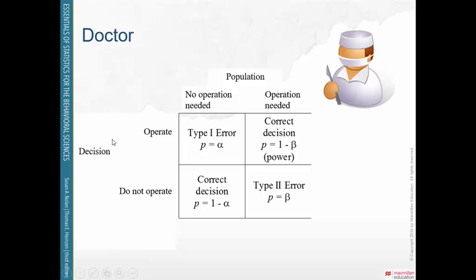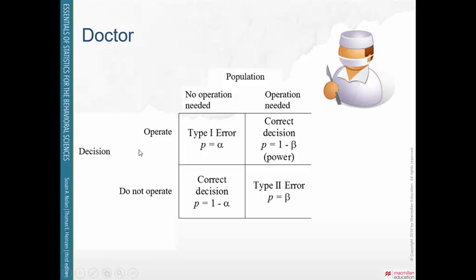The doctor has to make a decision based on tests, blood tests, scans, ultrasounds, things like that. Based on the testing, they make a decision, either they're going to do an operation or not. So this is, again, kind of like our sample data. We've got to make a decision based on some little bit of data.